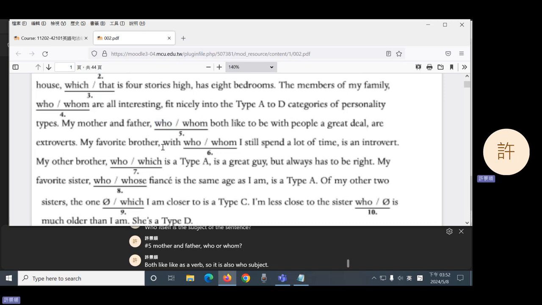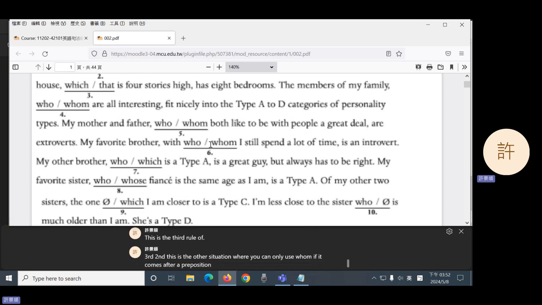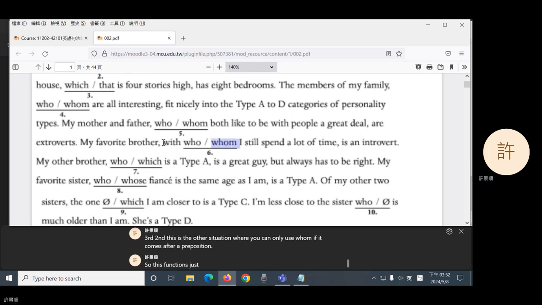Number six, with. In this case, after a preposition, you can only use whom. This is the other situation where you can only use whom, if it comes after a preposition. So this functions just like with which, except here it's a person, with whom.